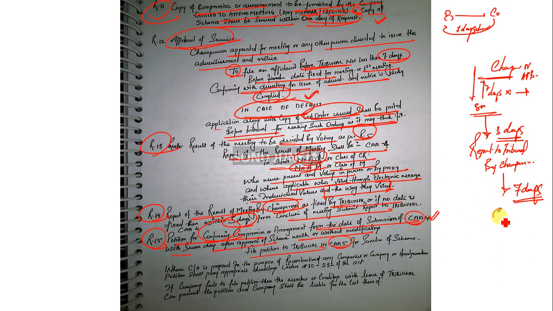अब ये 7 दिन के अंदर CAA 5 जाएगा. ये CAA 4 क्या था? Where the scheme is proposed for the purpose of reconstruction of any company or companies or amalgamation, petitions shall pray for appropriate direction under 232 of the Act. If the company fails to file the petition, the members or creditors with the leave of the tribunal. If it's not done, then you have to take the approval from the tribunal and can file the petition at such later date and will be liable for the cost thereof.